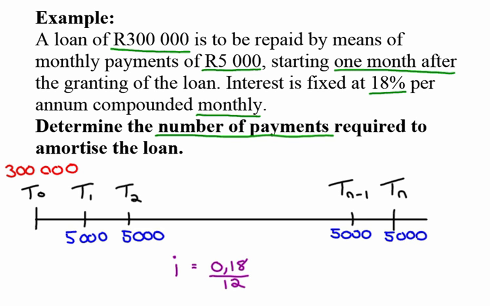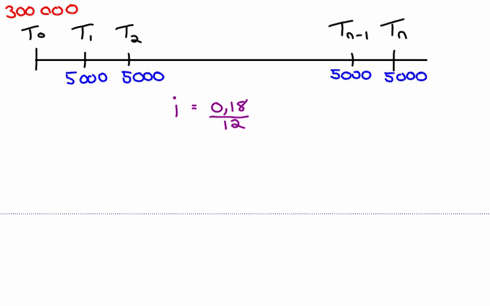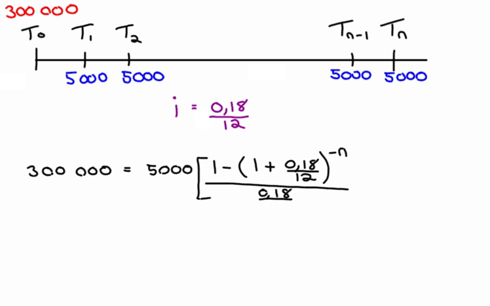Alright, so let's have a look. This is a present value formula. We're getting back to a present value of 300,000. So our present value is 300,000. Then we've got our payments of 5,000, popped into your present value formula: 1 minus 1 plus your interest rate, 0,18/12, to the negative N, and that N is what we don't know, divided by your interest rate.